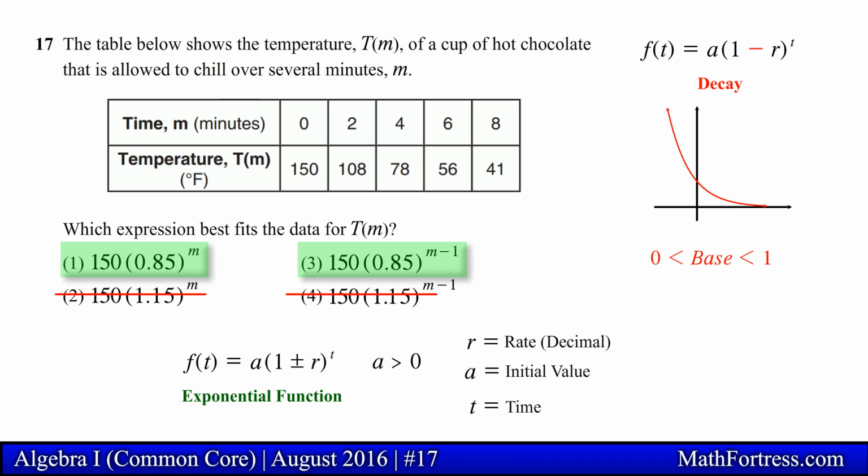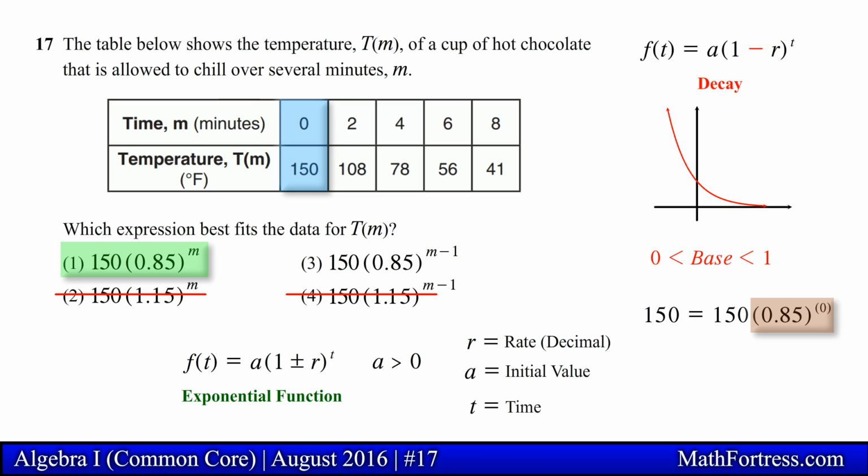We can figure this out by selecting an ordered pair from the data, substituting it into the expression, and checking to see if it yields a true statement. Choosing the point (0, 150) and testing the expression from the first option, we go ahead and substitute m with 0. Make sure you follow the order of operations. We first need to simplify the exponent, then multiply the result.